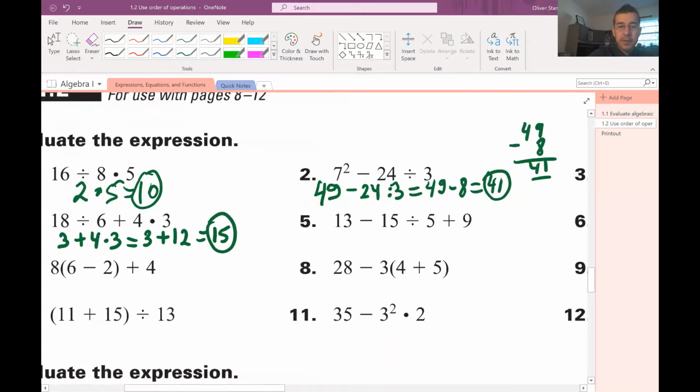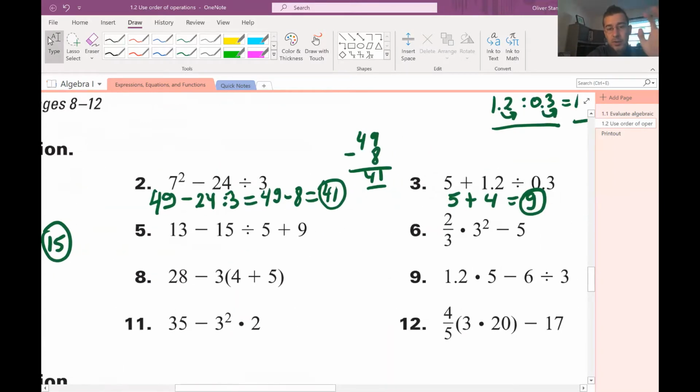Number 5. We have subtraction, division and addition. Division is going to be done first. So we have 13 minus 15 divided by 5, which is 3, then plus 9. And then we have subtraction and addition, left to right. We do operations left to right. 13 minus 3 is 10, plus 9 is 19.